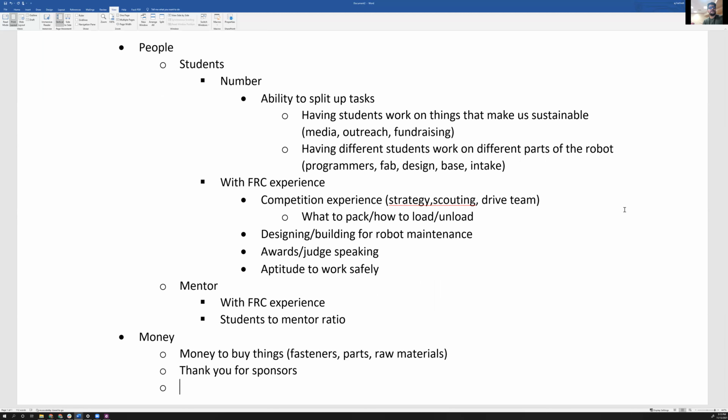I think under money to buy things, that's a great point. How would you say that again? Ability to buy different parts to work with. How about ability to buy things for prototypes? Because we might have money to buy things for the competition robot, but only the competition robot, or maybe we've got it to buy things to prototype. Go ahead, Coda.